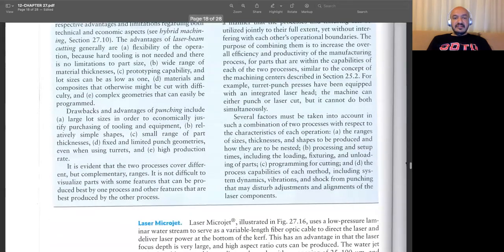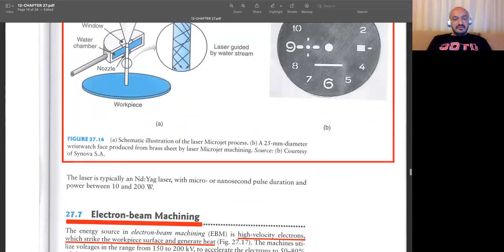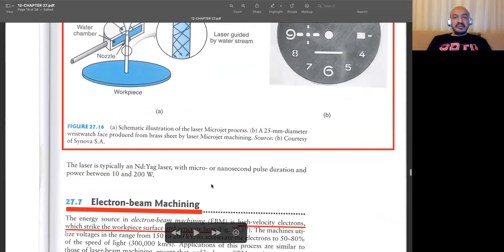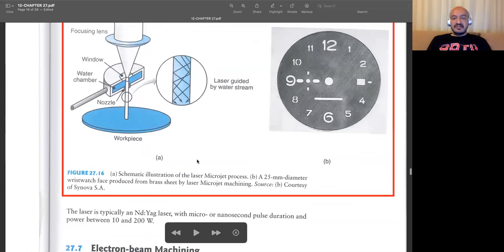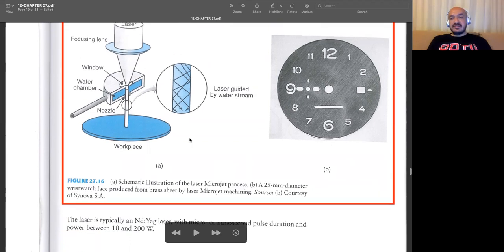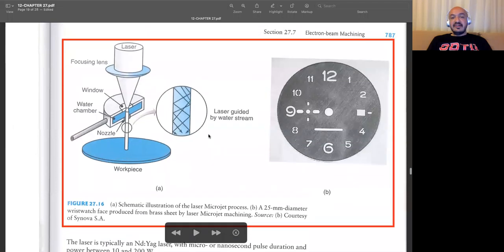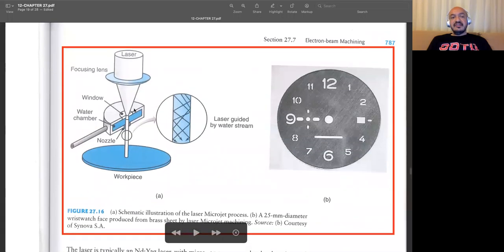Then we have another advanced machining process, electron beam machining. But before that, I would like to mention a little about the microjet process. It's a very special one. There's only one company working on this technology. It's Synova from Switzerland. What they are doing is streaming the laser through water. So you see, the laser is guided with the help of the water.